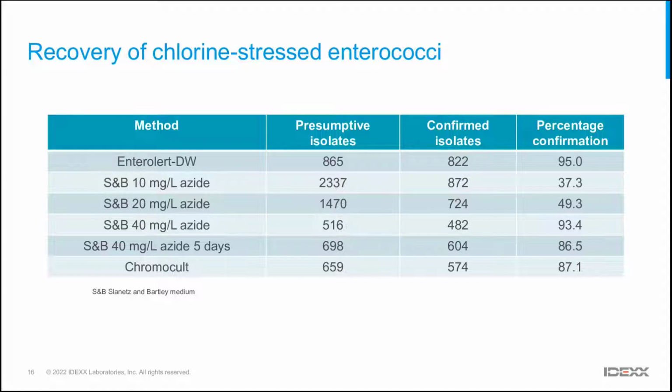You can see also that Enterococci, which is a liquid glucosidase-based method, recovered almost the same number of Enterococci as the Slanetz and Bartley with reduced azide, but the confirmation rate was much, much higher. And the issue with using a Slanetz and Bartley base with only 10 milligrams per liter of azide is that many more organisms other than the Enterococci will form colonies, which subsequently don't confirm.